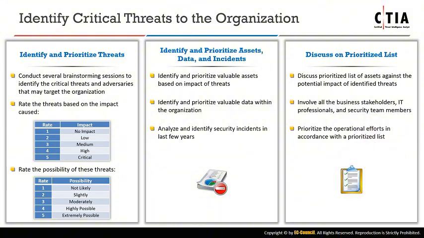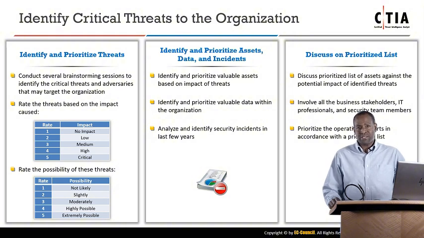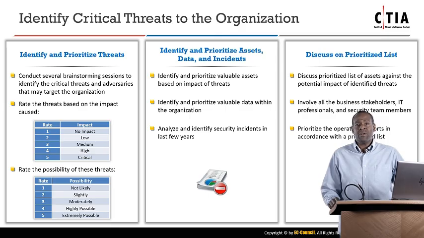What we want to do is prioritize threats to the organization. We want to conduct brainstorming sessions to identify critical threats and adversaries that may target the organization. Now, this bullet point looks like a one-off thing where you have a brainstorming session. But this is something that needs to be done on a periodic basis by the cybersecurity team to make sure that you have an ongoing overview of threats to the organization. For instance, there could be a Monday morning meeting where you can discuss what happened last week and what are some of the things that you're looking into for this week in terms of the threat landscape.